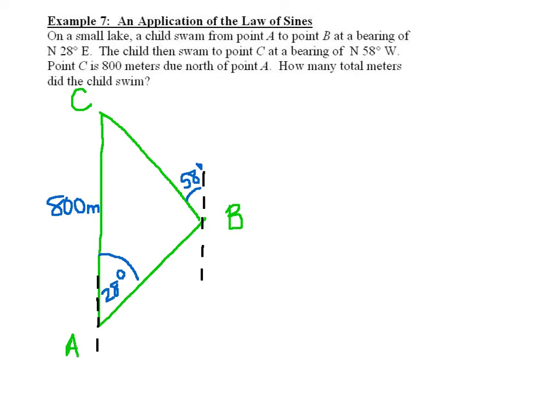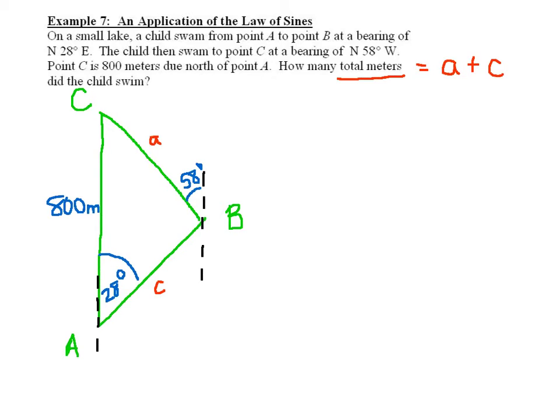So what we're trying to find out is how many total meters did the child swim. So we're going to figure out what we can get by taking side C and side A. So our final problem is we want to add side A plus side C. In order to do that, we need to find the lengths.